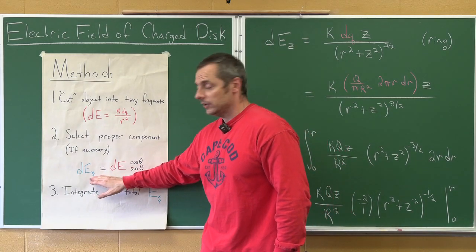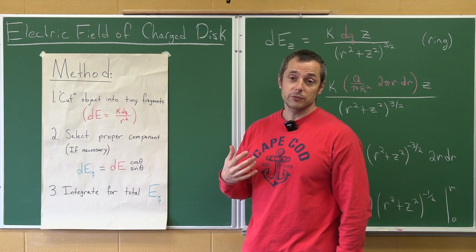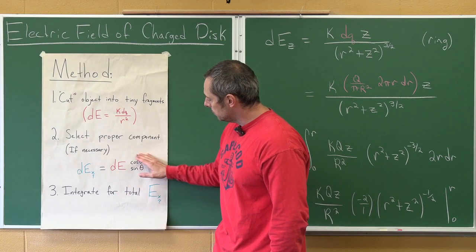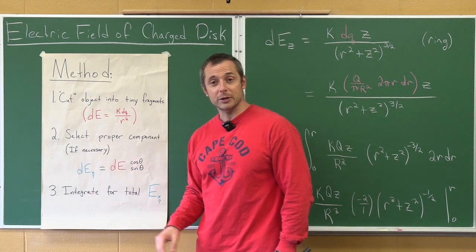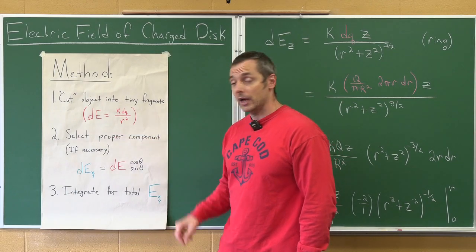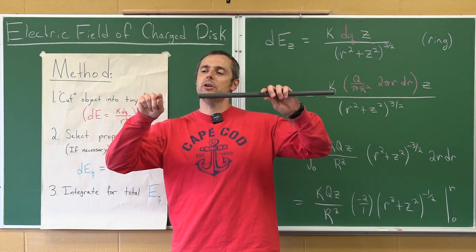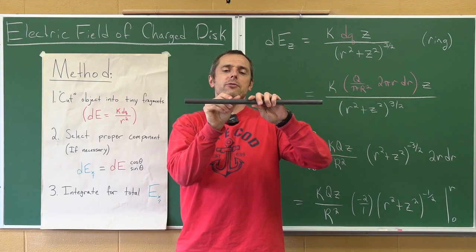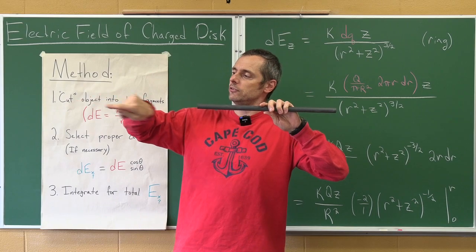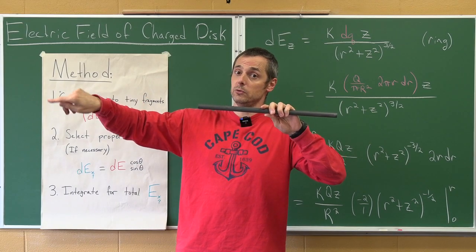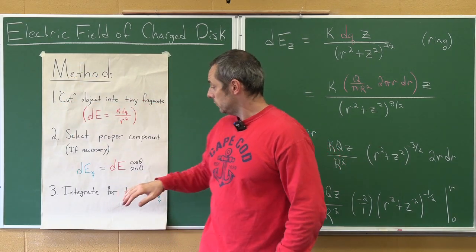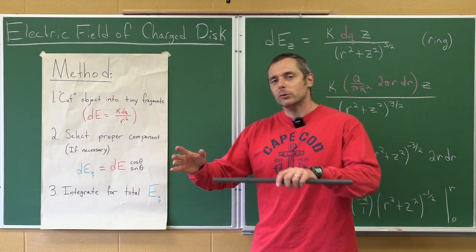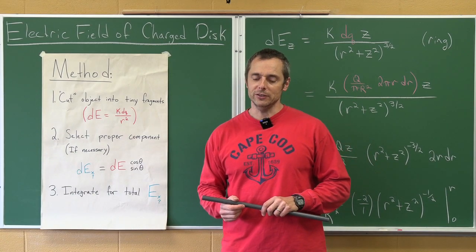So dEx, and I put a little question mark because maybe the electric field's in the y direction or the z direction. Whatever direction it is, we might have to multiply by a trig function to pick the proper component. But this step is not always necessary. Like when we want to find the electric field here, pointing away, if this is positive, every segment of this bar creates an electric field like this. So we don't need to multiply by a trig function to have the proper component. We already have it. And then finally, we integrate over the entire object to get the net electric field.